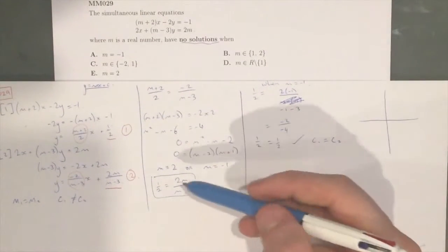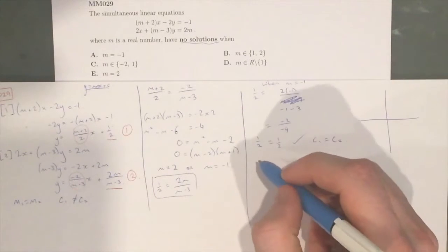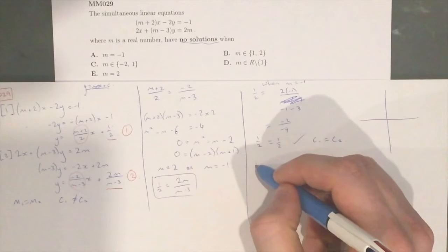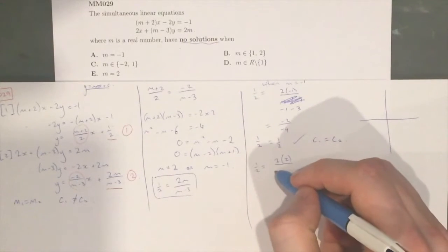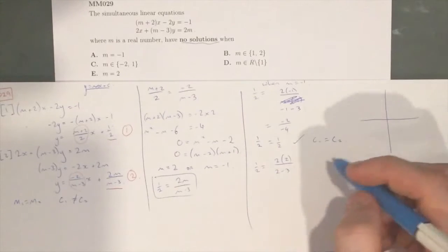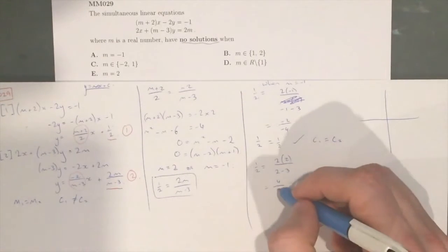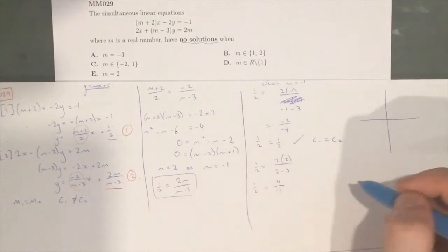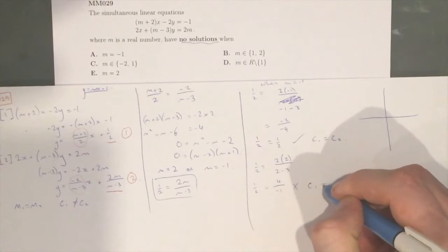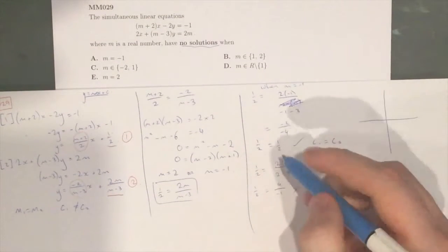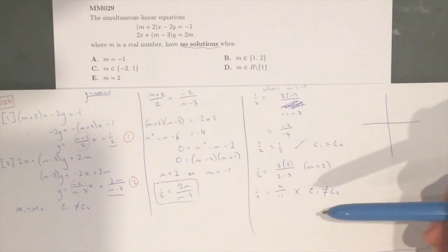So we would assume that when m = 2, that's going to give us no solutions, but we still need to check anyway. We do the same thing: 1/2 = 2 × 2/(2 - 3), which gives us 4/(2 - 3), which is -4, and that is clearly different from 1/2, which means that c1 does not equal c2 when m = 2. Which is good, that's exactly what we want.